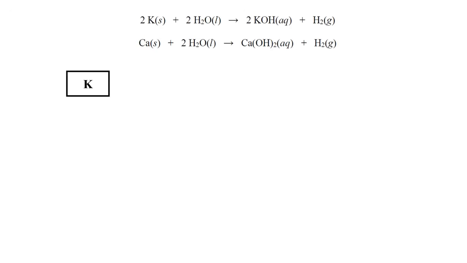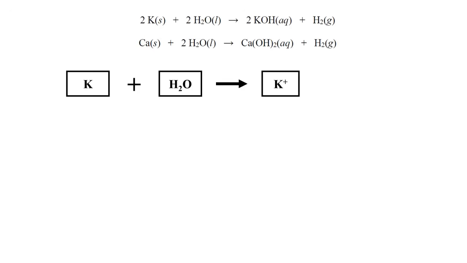So potassium reacts with water to produce the ionic compound potassium hydroxide, which contains potassium ions, K+, and hydroxide ions, OH-. It also produces hydrogen gas, H2. When this equation is balanced, the coefficients from left to right are 2, 2, 2, and 1.